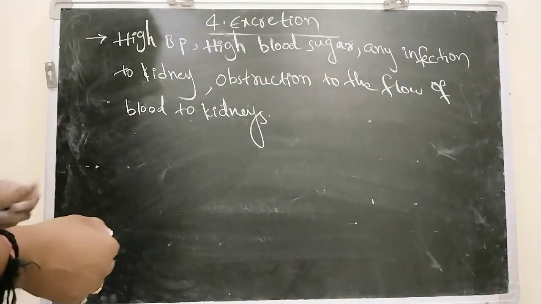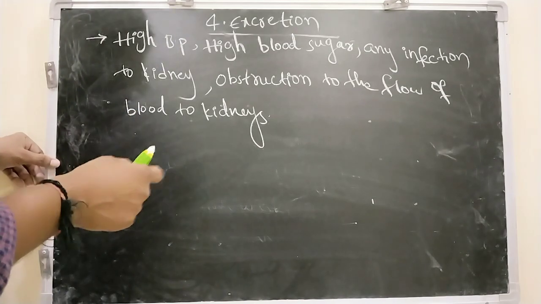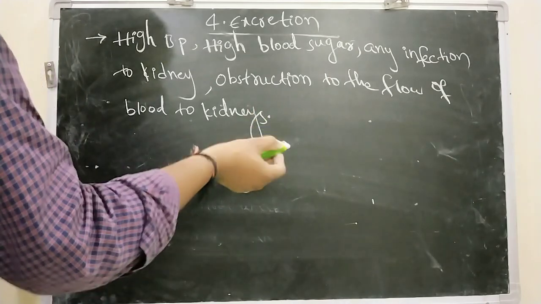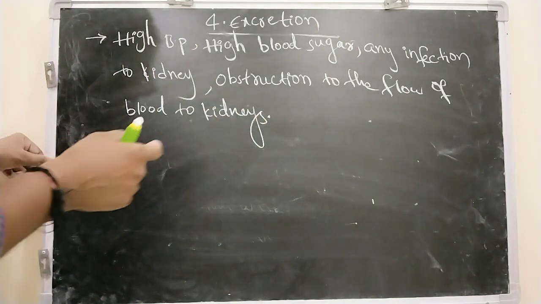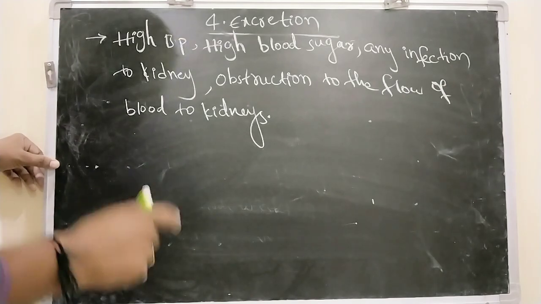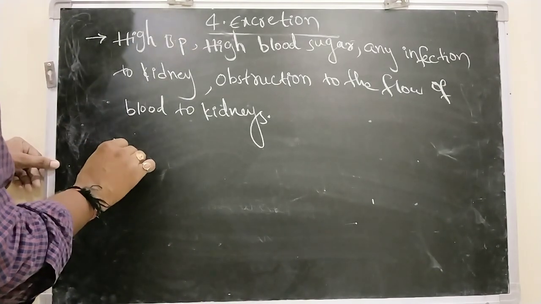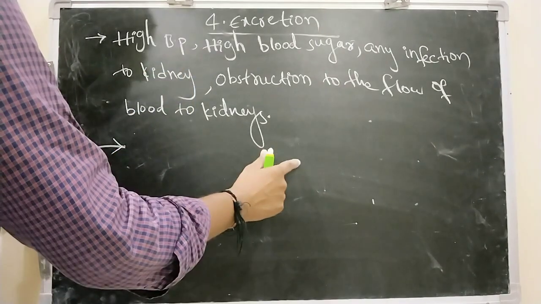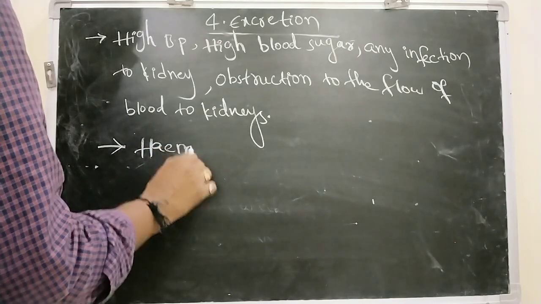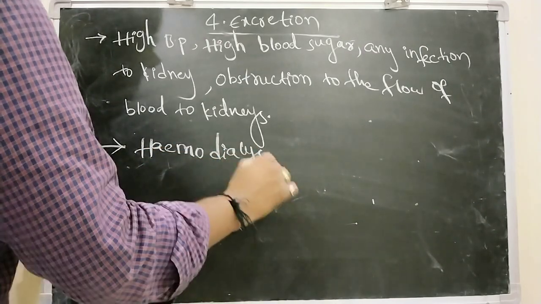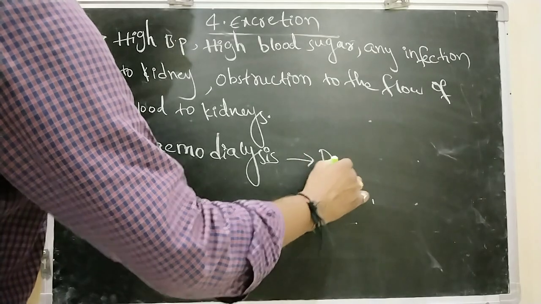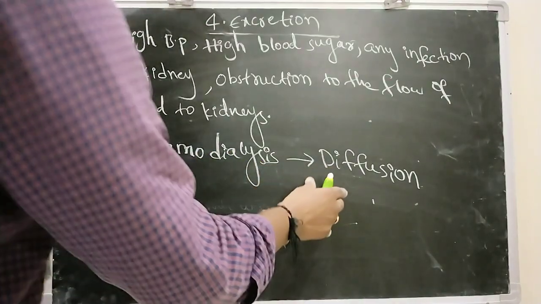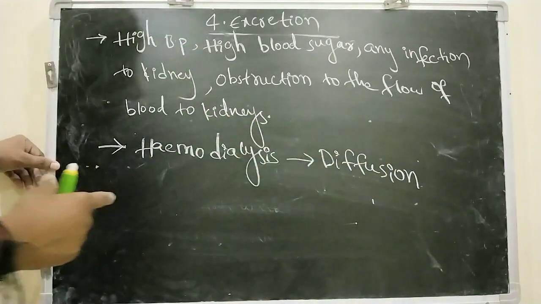They are vital organs, very important to our body to remove waste materials, right? So when they fail to do the function, our body and blood are completely filled with poisonous wastes. So for those persons suffering with kidney failure, we remove waste materials from blood. That is why this process is called hemodialysis, and it works based on the principle of diffusion.